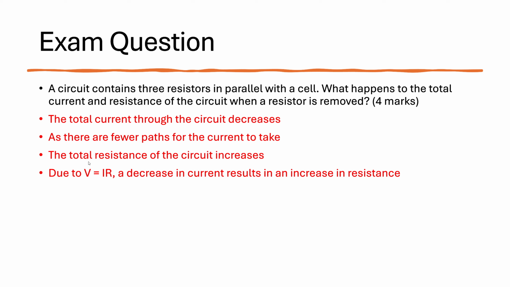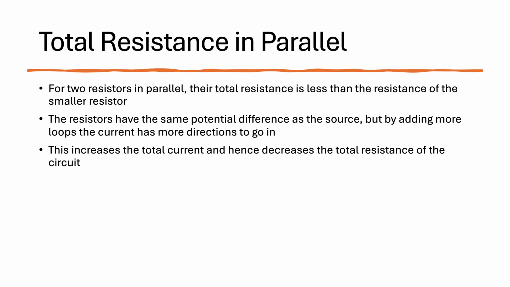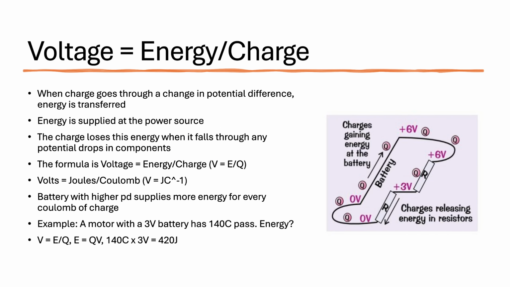Therefore, as a result of this, the total resistance of the circuit increases. Then mention the equation V equals IR. Decrease in current results in an increase in resistance, basically. That's your 4 marks there. Again, not an easy concept to grasp. Maybe look over that a few more times, but overall, that's just something that is kind of a fact you've got to know. Then we move over to 3 equations to finish.